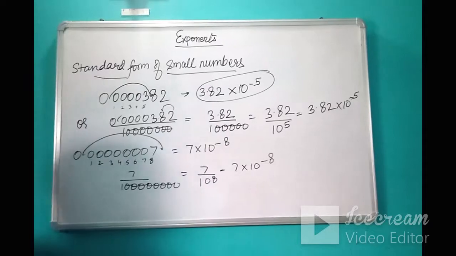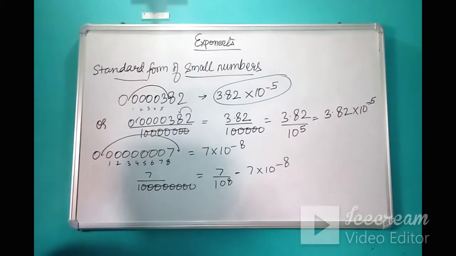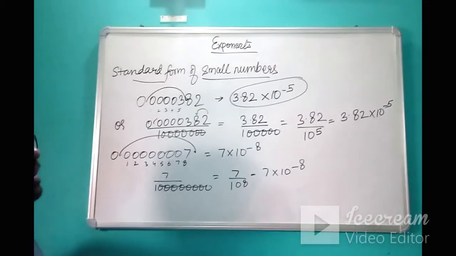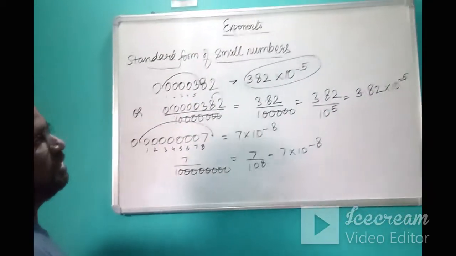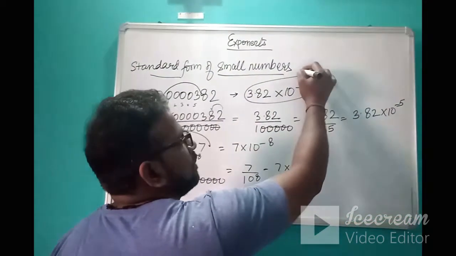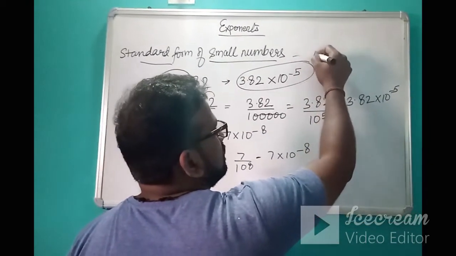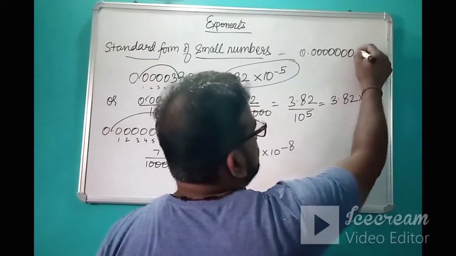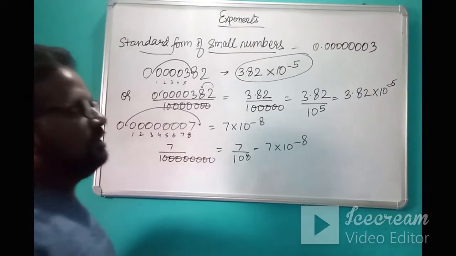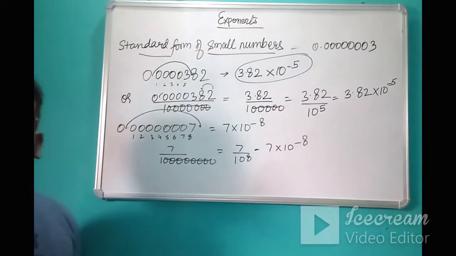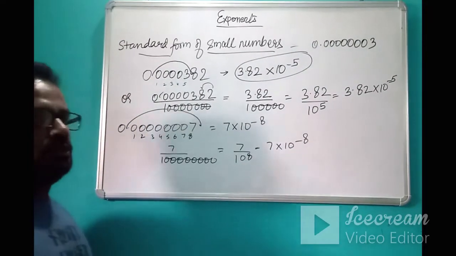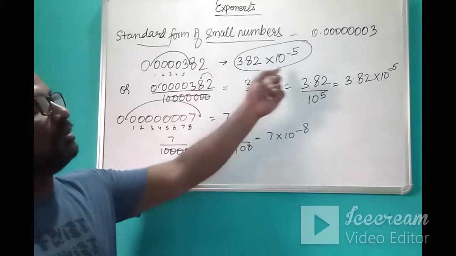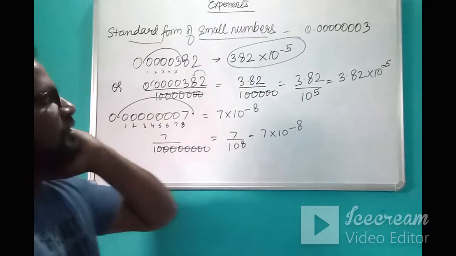Okay, so students, this is our last topic of this chapter, exponents. And now we will discuss how to write the standard form of very small numbers. Suppose you have a number which carries a lot of decimals, 0, 0, 0, 0, 0, 0, 0 and so on. It is very inconvenient to write very small numbers in the decimal form. So instead we will write these types of numbers in the form of an exponent of 10.